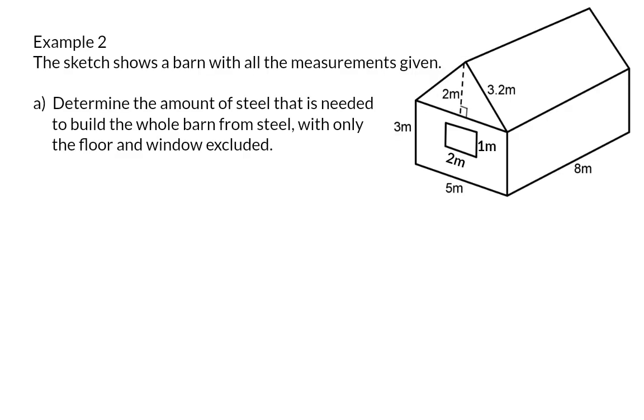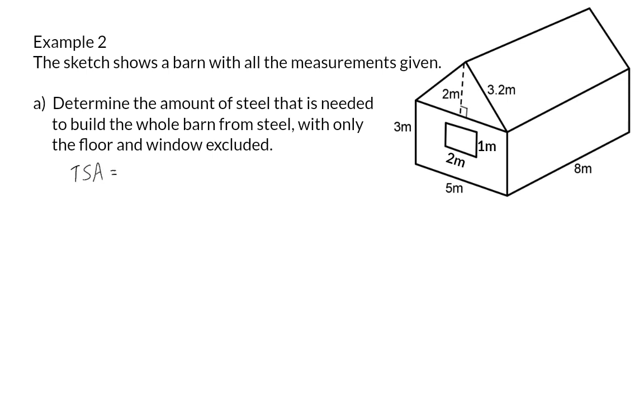Example 2. The sketch shows a barn with all the measurements given. Question A. Determine the amount of steel that is needed to build the whole barn from steel with only the floor and window excluded. To answer this question, we need to determine the total surface area of the whole shape.